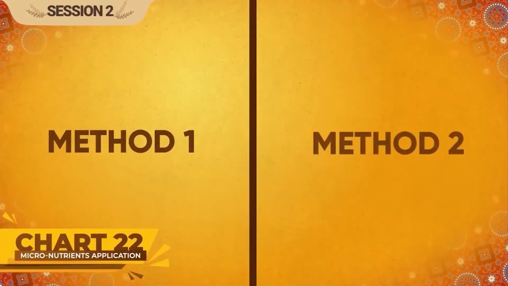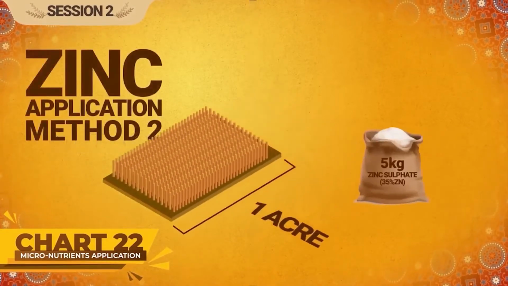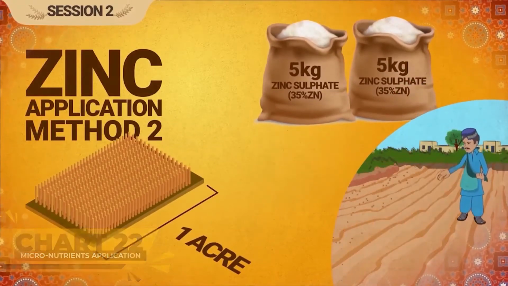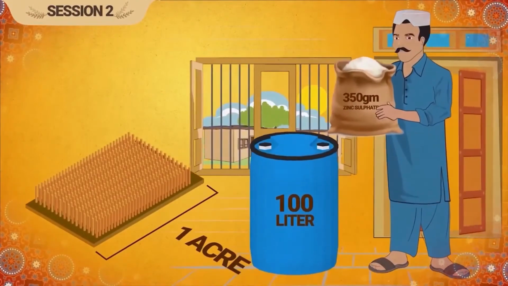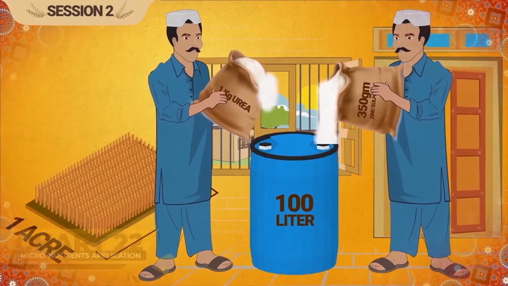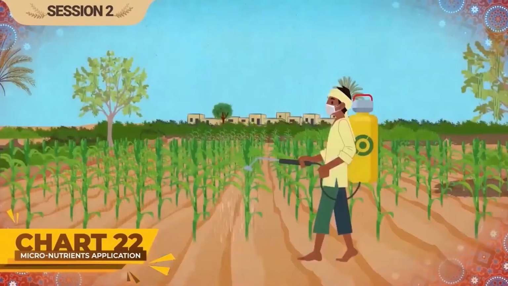Zinc application. Zinc application is possible by two methods. Application of 10 kilograms of zinc sulfate per acre is recommended at the time of land preparation, only once. Or, for 1 acre, prepare a solution of 350 grams of zinc sulfate, add 1 kilogram of urea and 100 liters of water and use twice at a 15 day interval at booting stage.